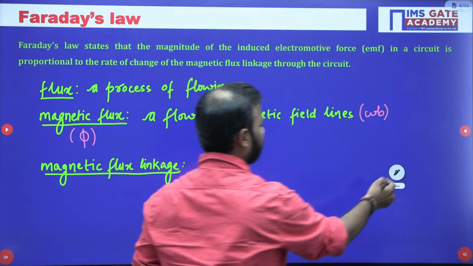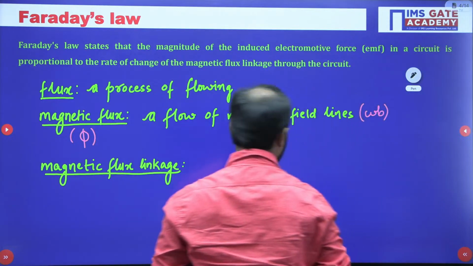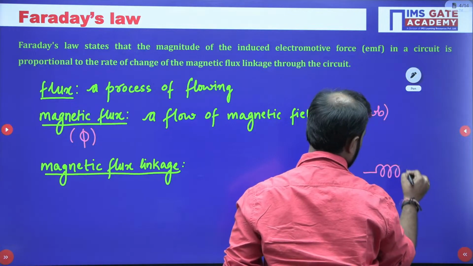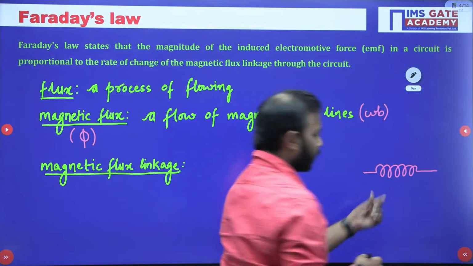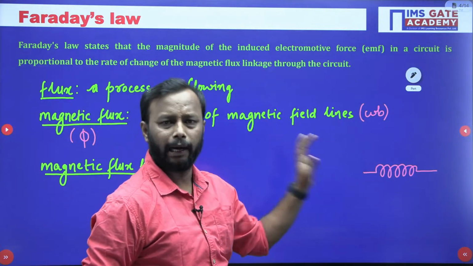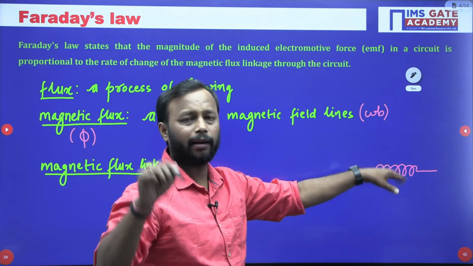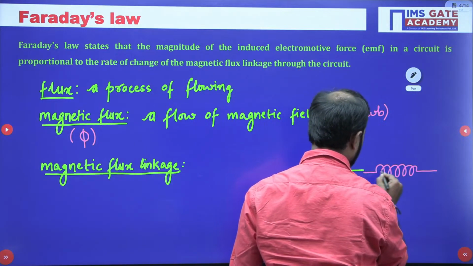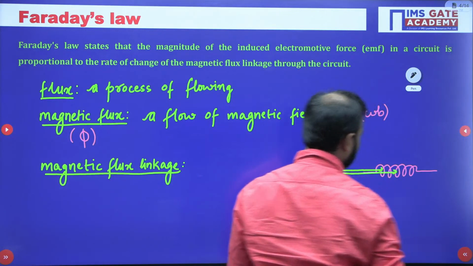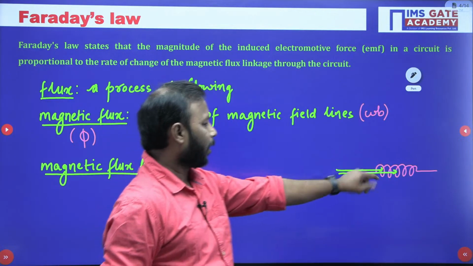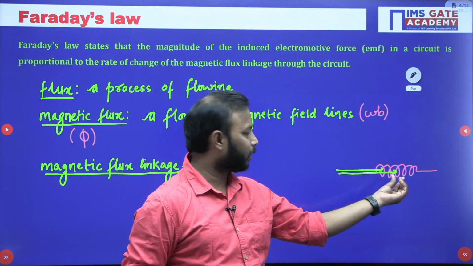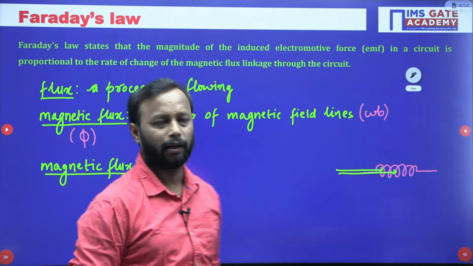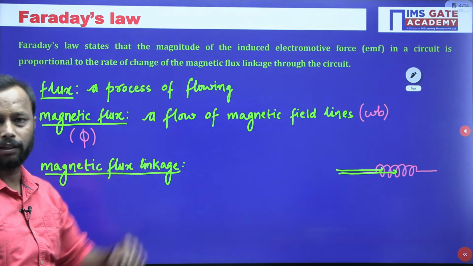Let me take an example. Suppose you have a coil like this, which has n number of turns. Let me take here capital N, n number of turns. Then the flux passing through it, or the flux in contact with these turns of a coil, is nothing but flux linking to a coil, which is magnetic flux linkage. Got the point?